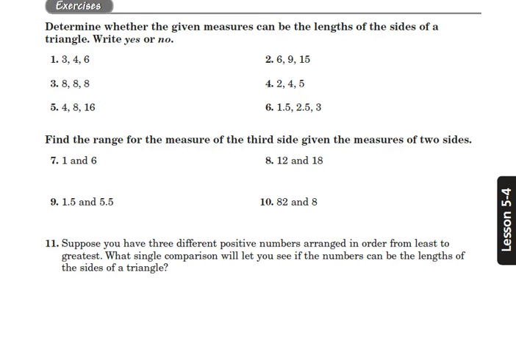We're talking about the first page of Z. It's on page 263. And here we're just talking about the triangle inequality theorem that says the sum of the lengths of any two sides of a triangle is greater than the length of the third side. So here we are going to determine for 1 through 6 whether the given measures of the lengths could be the sides of a triangle. We'll just write yes or no.